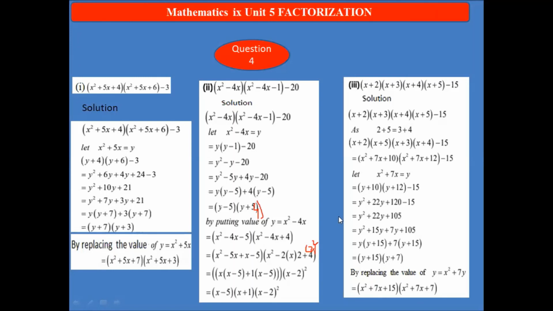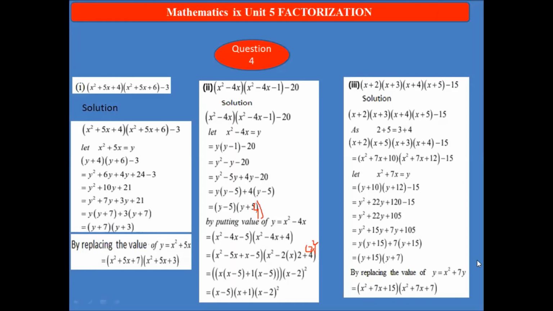In a similar way, we solved questions 2 and 3. So 105 is 15 times 7, and 15 and 7 are two factors such that when we add up these two values, we have 22. So from the first two terms, we can take y as a common, so y plus 15. From the last two terms, we can take 7 as a common, so we have y plus 15. So y plus 15 is common, and we are left with y plus 7.